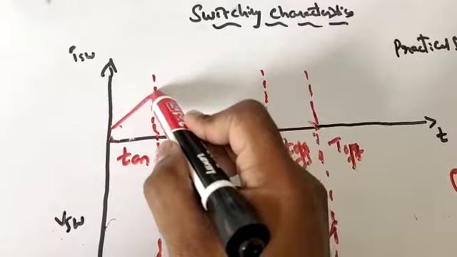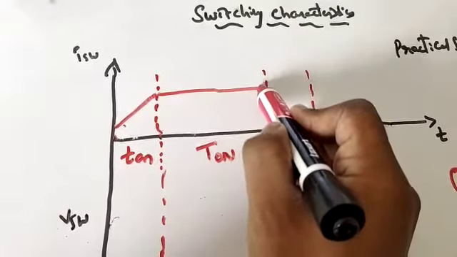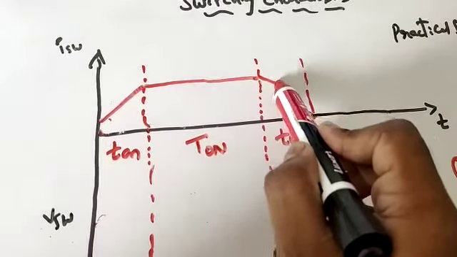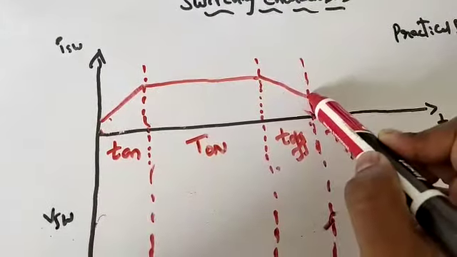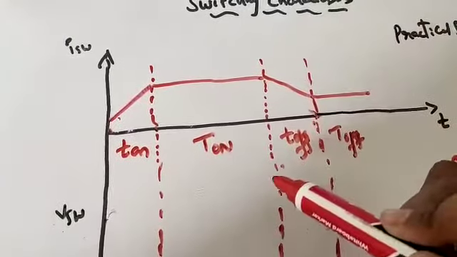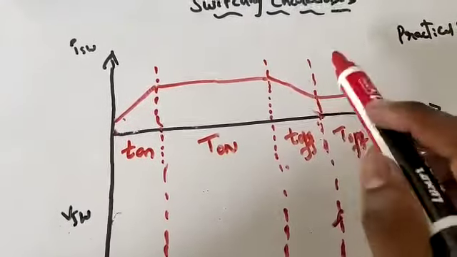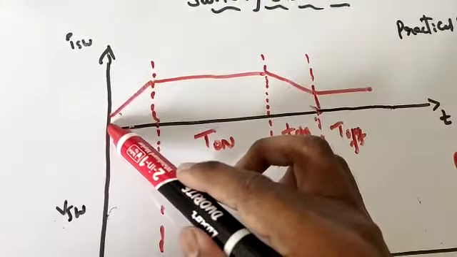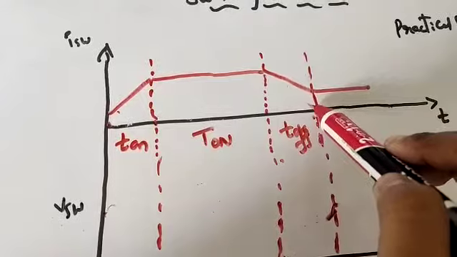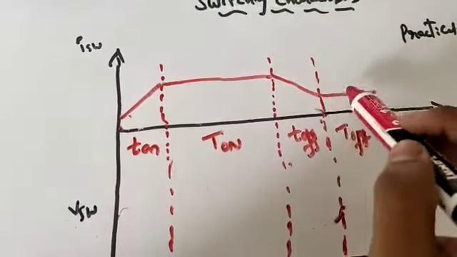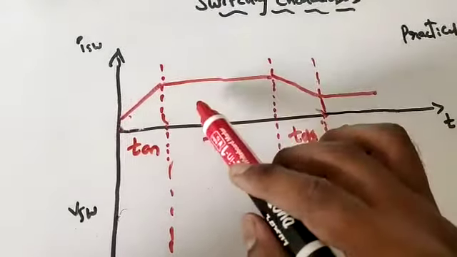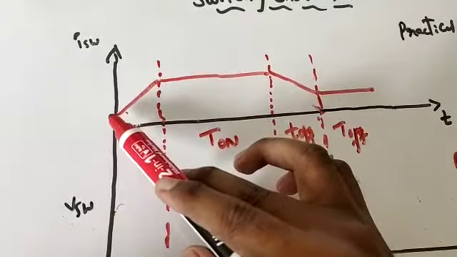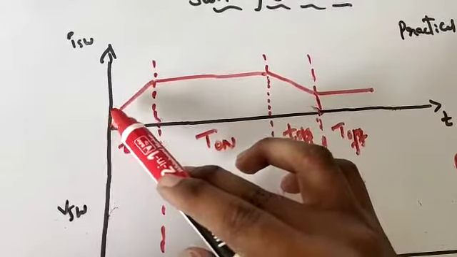After that, in the T on position, it stays in a steady state condition like this, and again it drops under the T off condition, and finally attains some steady state T off. Whereas in the case of an ideal switch, it starts from zero and ends at zero. But in the case of a practical switch, there exists some leakage current and some on-state voltage. As there exists some leakage current, the characteristics start from this particular position.